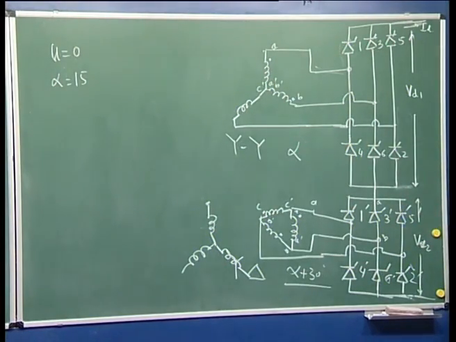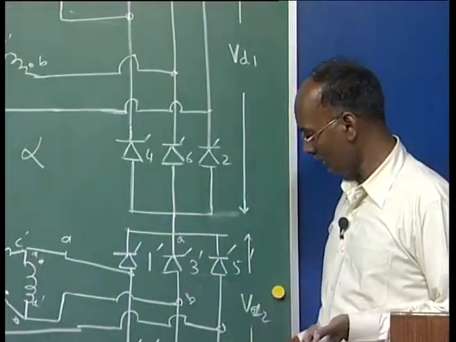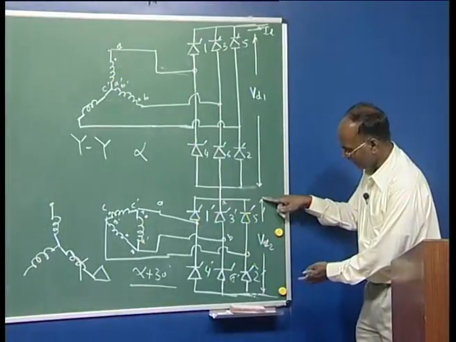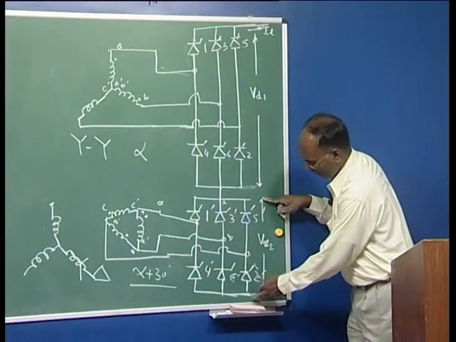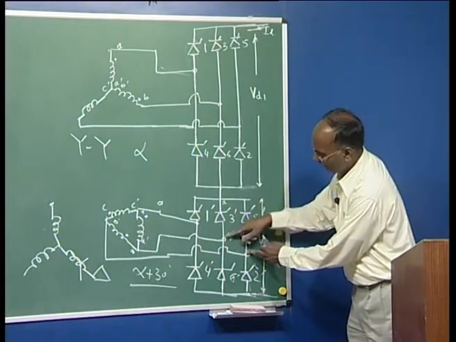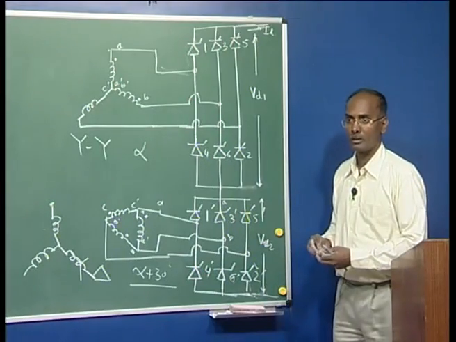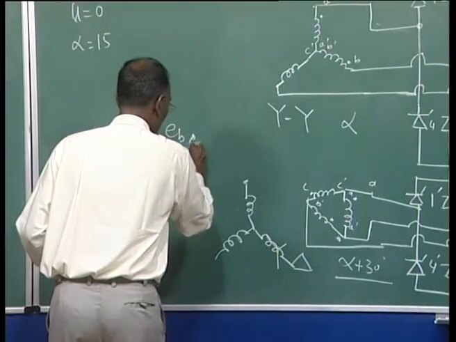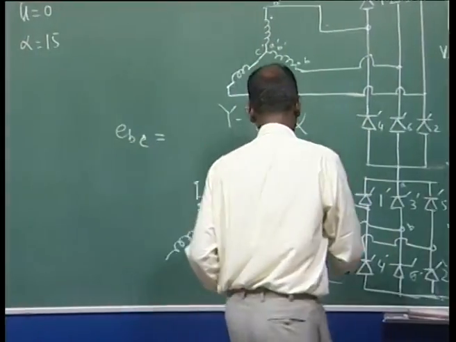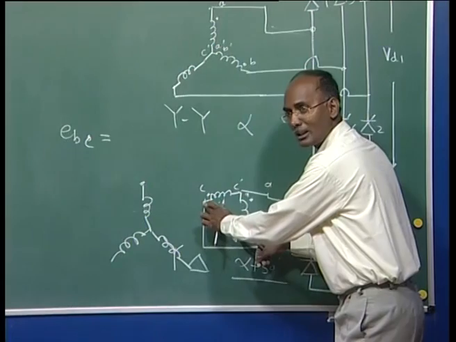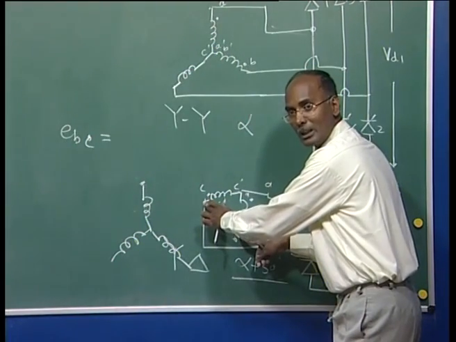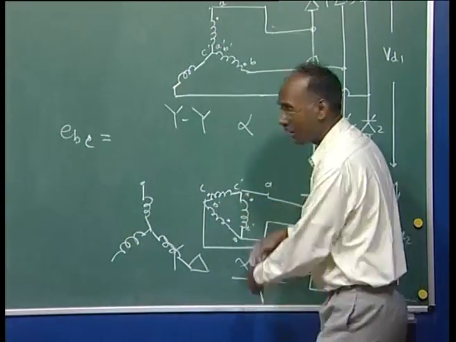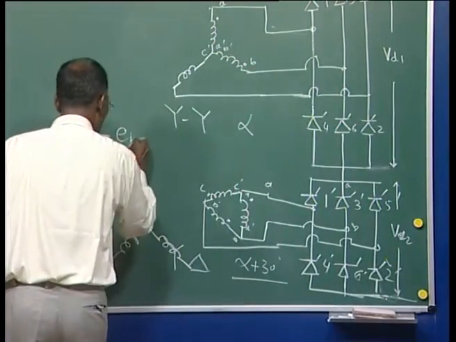Now, what will be the output? Valves 2 and 3 are conducting. The 2 and 3 mean 3 here and 2 here, so C here. So we are getting EBC. What is your EBC here? This is nothing but the phase voltage EB, because I said it is a positive polarity. So EBC is positive here, so it is your EB.